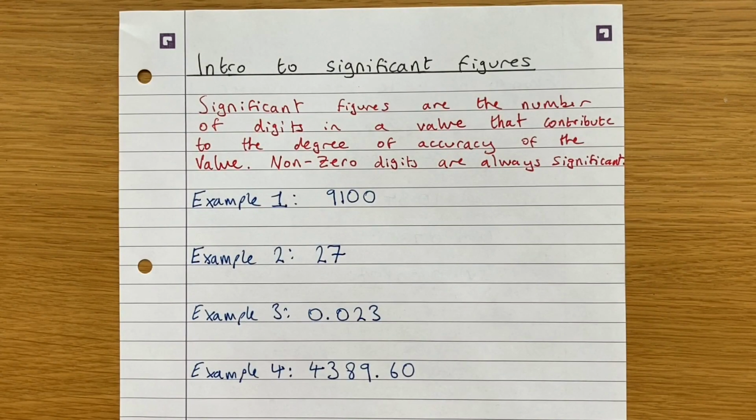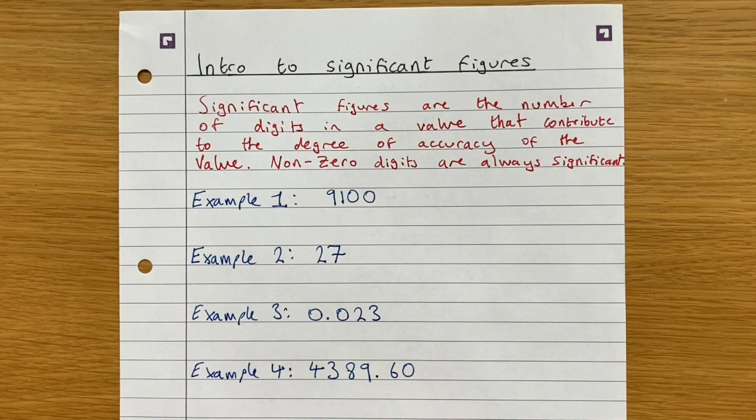So, significant figures are the number of digits in a value that contributes to the degree of accuracy of that value. And that value can often be seen as a measurement. Non-zero digits are always significant. So let's have a look at some examples, because that's a very good way to get an understanding of this.